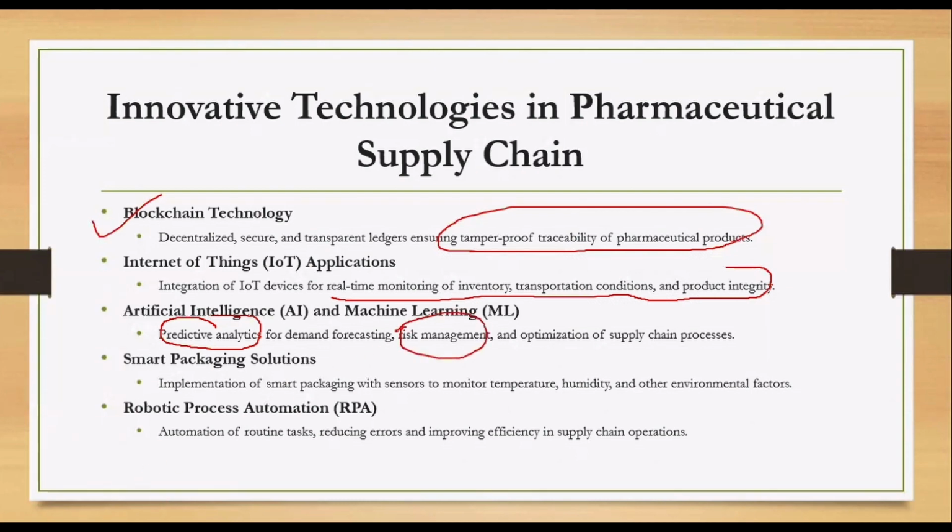Of course, the pharma industry is now focusing more on risk management because a lot of disruptions happen. So there are risk management strategies, and then optimization of the supply chain process. How do you reduce the cycle time? How do you minimize the waste? And how do you improve the efficiency of the process? All these things are going to happen through AI and ML.